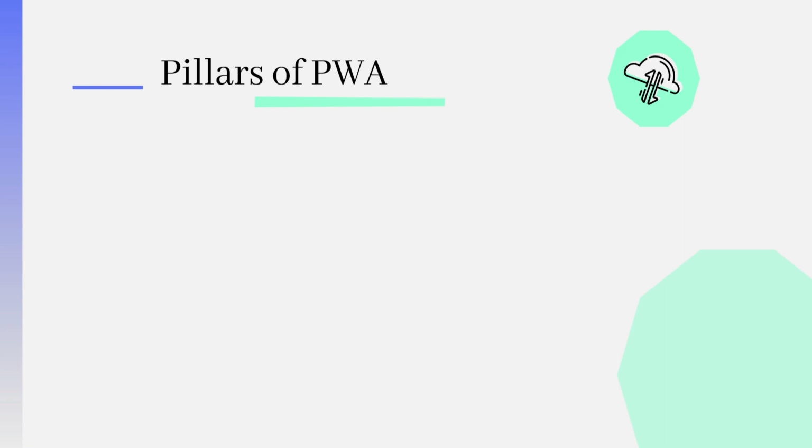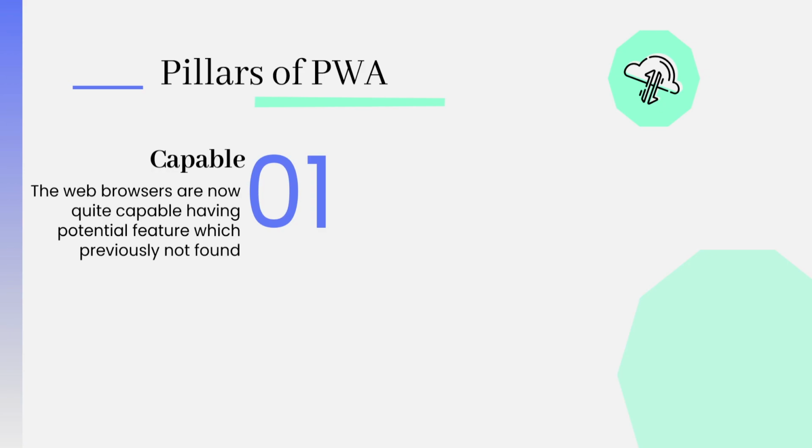Pillars of progressive web applications. The first one is capable. Web browsers are now capable of having potential features which were previously not found, and these potential features have been utilized in progressive web applications. So all the capabilities of platform specific applications can also be mimicked and utilized in the progressive web application. The second is installable.